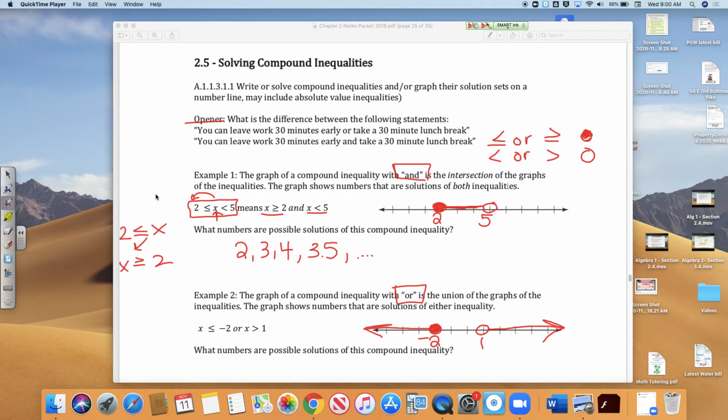What numbers are possible solutions of this compound inequality? We could go on forever and ever. Because anything less than or equal to -2 could be -2, -3, -4, -7, we could keep going. Or anything greater than 1 could be like 1.1, 2, 5, 25, anything. We could keep going forever in both directions.